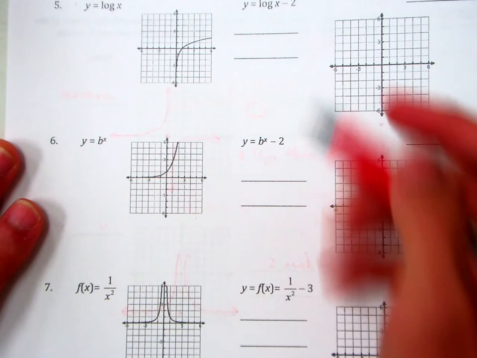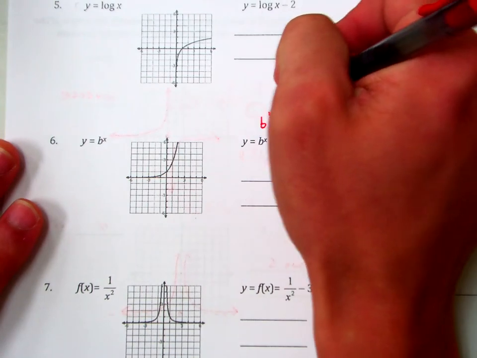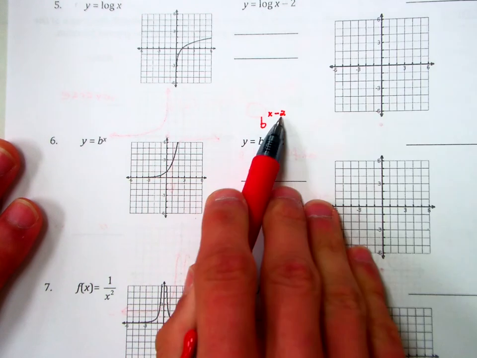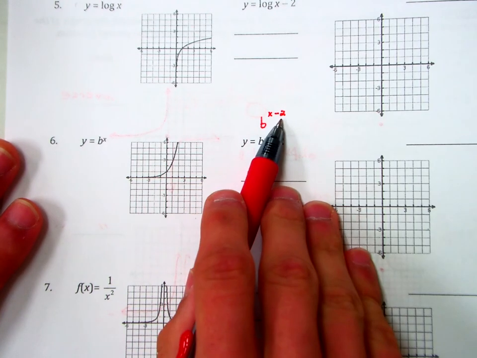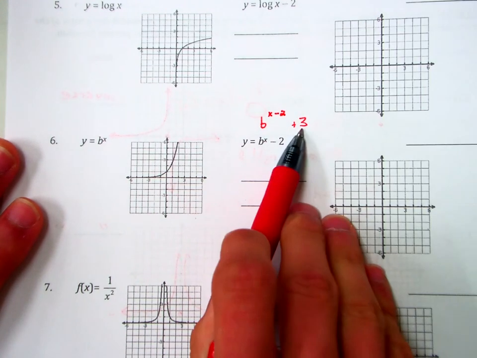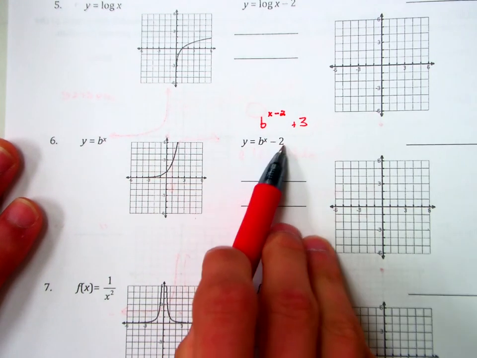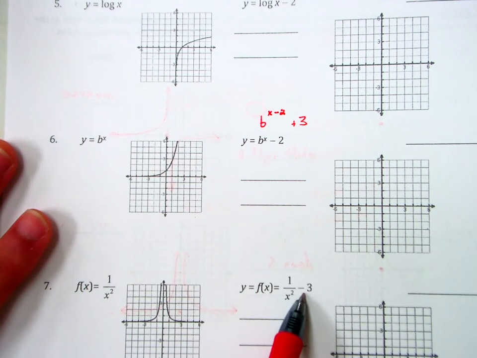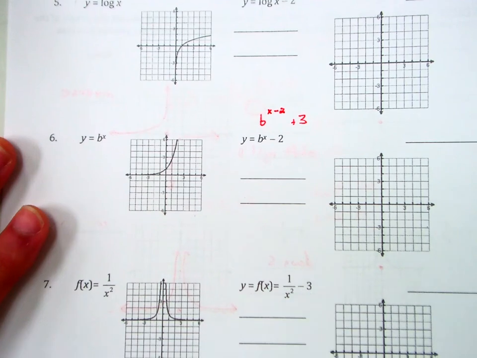So for example, if I wrote this function like this, x minus 2, and the minus 2 is up here with the x, that's an h value. Now if I put a plus 3 down here, that's a k value. So this is a k value. There's nothing up here with the x. This is another k value. That means it's going to shift down 3.